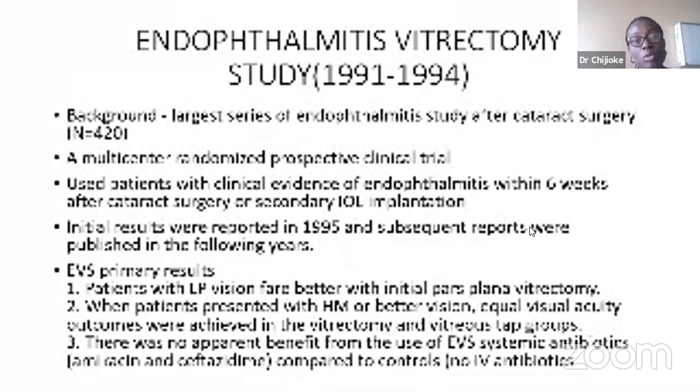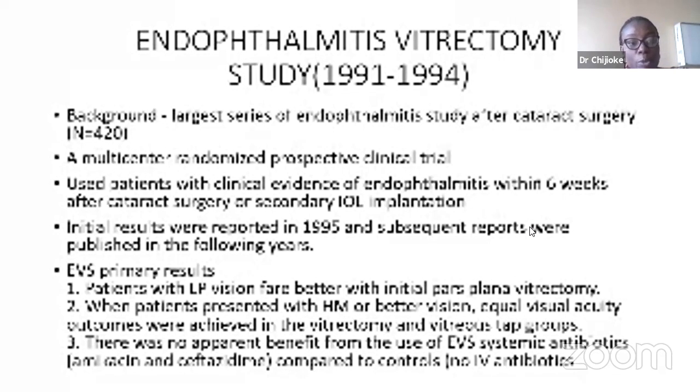A short note on the Endophthalmitis Vitrectomy Study, which was done between 1991 and 1994. It was the largest series of endophthalmitis after cataract surgery, and 460 patients were used. It was a multi-center randomized prospective clinical trial. They used patients with clinical evidence of endophthalmitis within 6 weeks after cataract surgery or secondary intraocular lens implantation. Initial results were reported in 1995, and subsequent reports were published in the following years.